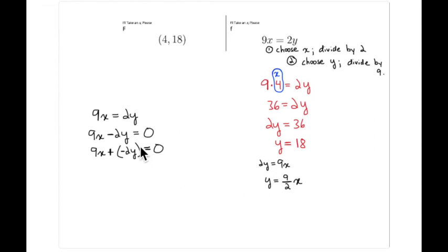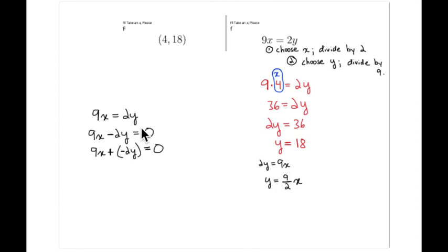slope means. And the standard form is ax plus by equals c. So I'm starting out with 9x equals 2y. So I'm going to move this 2y over to the other side. So this is going to become a negative 2y. So it's plus a negative 2y. And since I moved that over here, I'm left with 0 on the right side.